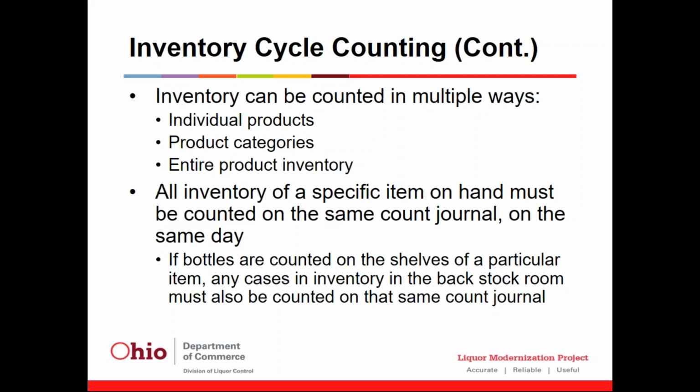So all inventory of a specific item on hand has to be counted on the same count journal on the same day. So that means if I count bottles in the front on the shelves, if I have any of that product in inventory anywhere else in my store, whether it be in the back storage area, behind the counter, on a display, I need to make sure all of that product gets counted that same day on that same count journal.